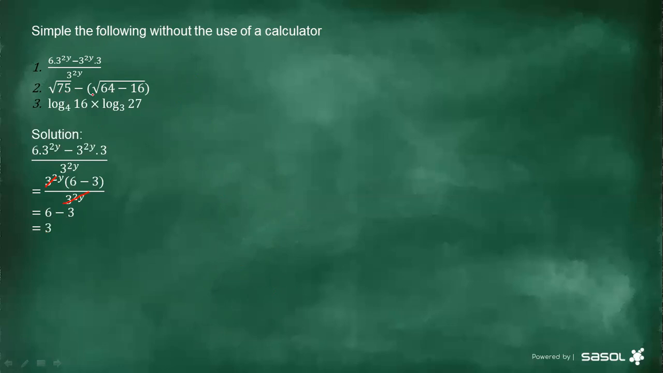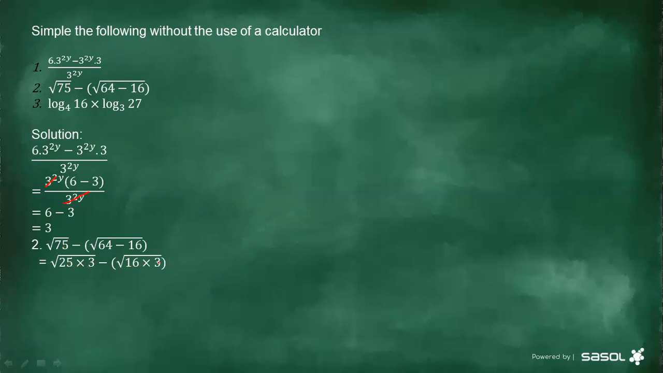The second one, for instance, some learners will just press everything on the calculator and get the correct answer. Then you're not going to be given the mark for that answer, because we are not supposed to use a calculator. Now, after writing this, you write 75 to be 25 times 3. So you're looking for a perfect square and a non-perfect square. Then 25 times 3.